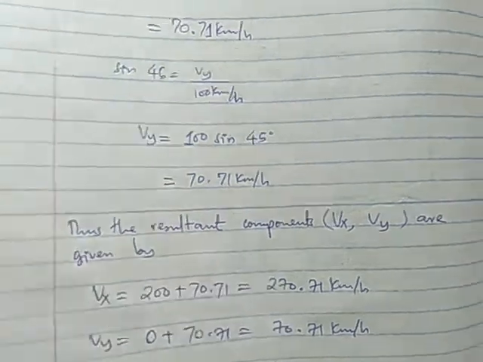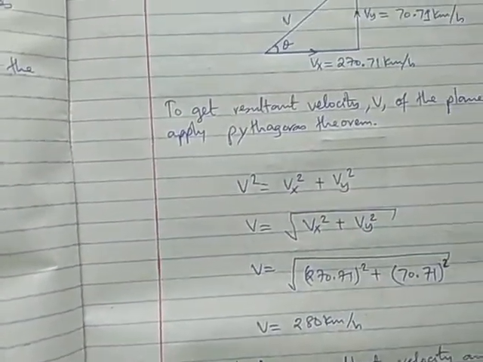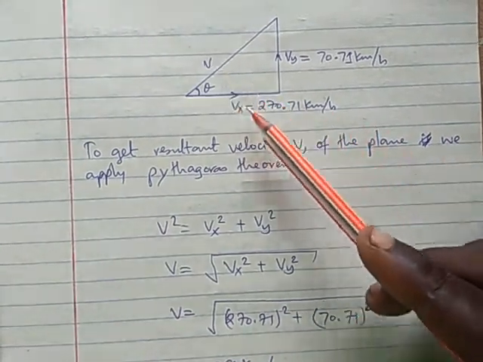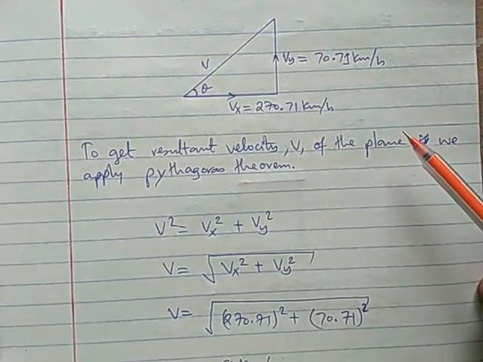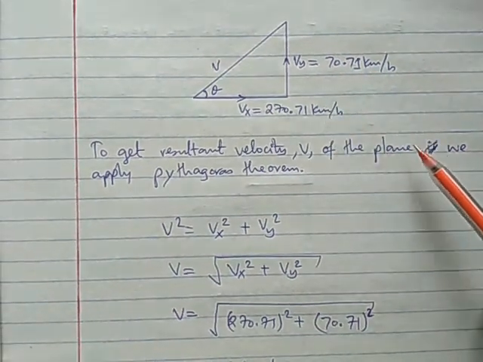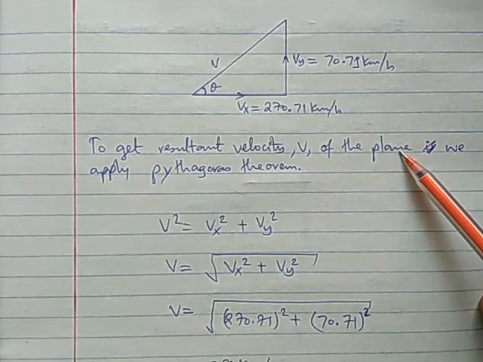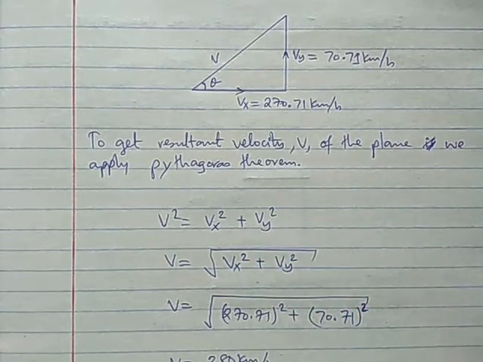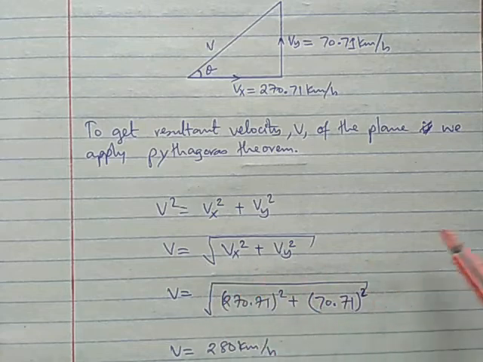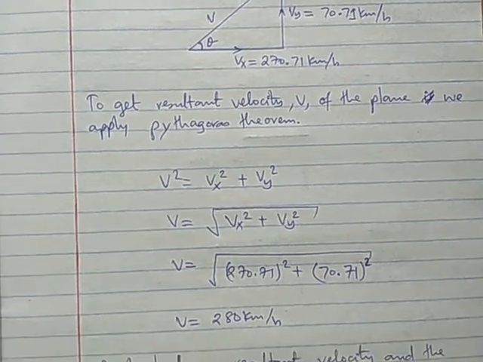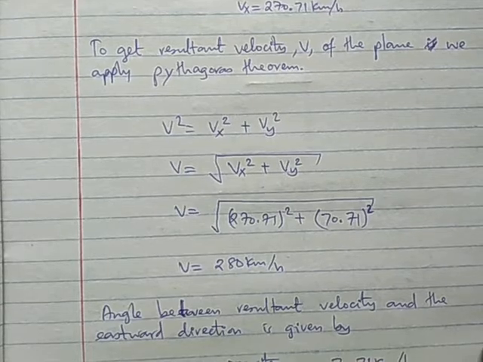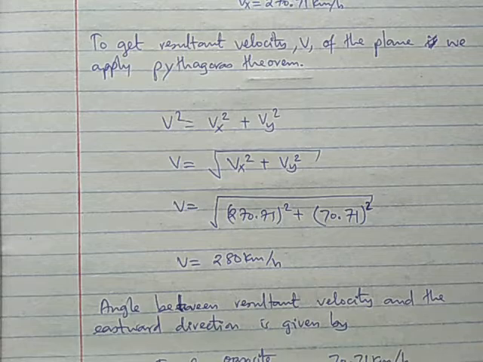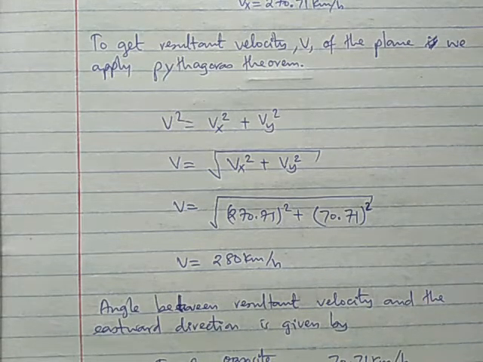So from there, if we draw this in our vector diagram, it will look like this. When we have v there, we will have Vx and Vy. Vx is the horizontal and Vy is the vertical. So finally, to get the resultant vector v of the plane, we use Pythagoras theorem. V squared equals Vx squared plus Vy squared, so v is the square root of 270.71 squared plus 70.71 squared. So you get v is equal to 280 km/h.